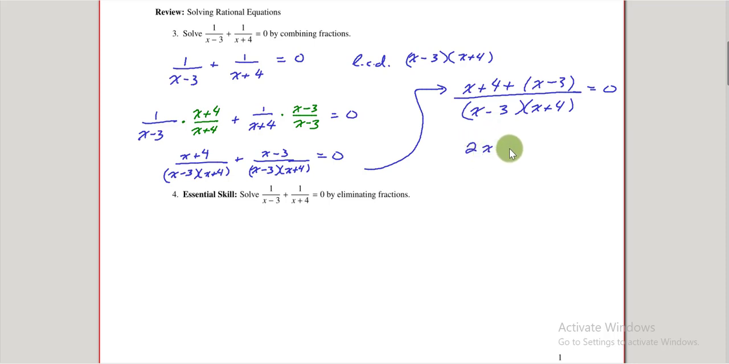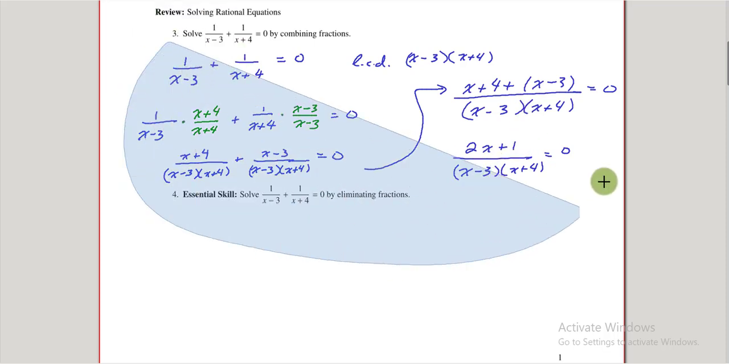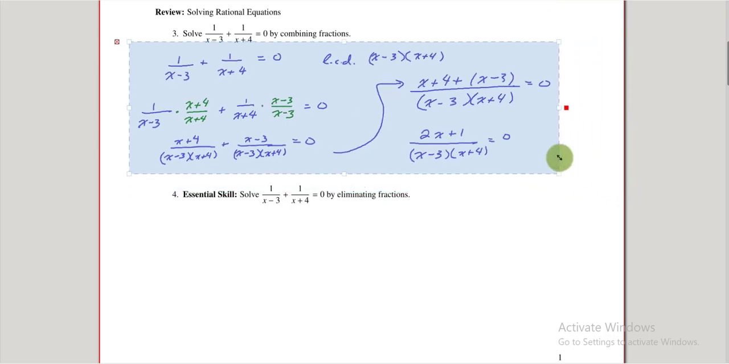So this gives me 2x plus 1 all over the common denominator has to equal 0. And I didn't give myself quite enough room here, folks, I'm sorry. I should have written a little bit smaller.